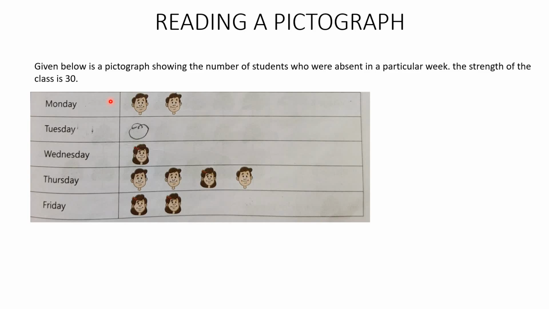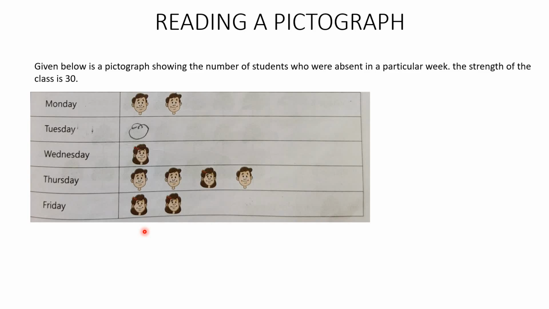So if we say Monday, there were 2 students absent on Monday. On Tuesday there were no students absent. You can't see any face, so there were no students absent on Tuesday. In the same way, on Wednesday there was 1 student, that is 1 girl, absent. So this is how we read the pictograph given to us, and whatever data we understand, we write.